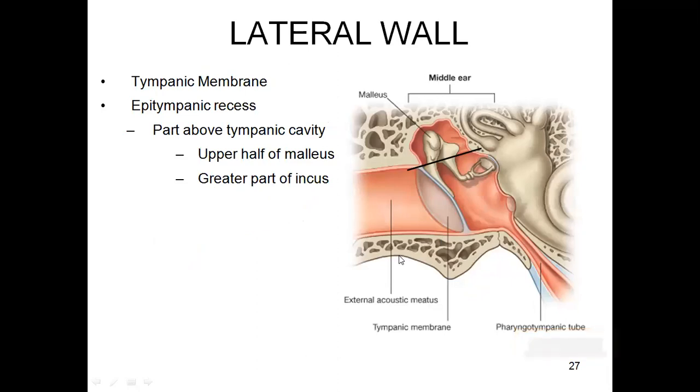Then the lateral wall. How is the lateral wall formed? We have the tympanic membrane. So whatever we have studied under the tympanic membrane, you can elaborate here because middle ear is an essay question. The area above the attachment of the tympanic membrane is the epitympanic recess, the part above the tympanic cavity. Here we have the upper half of the malleus and the greater part of the incus, above this black line.